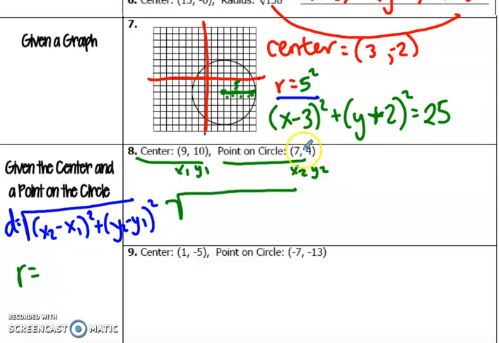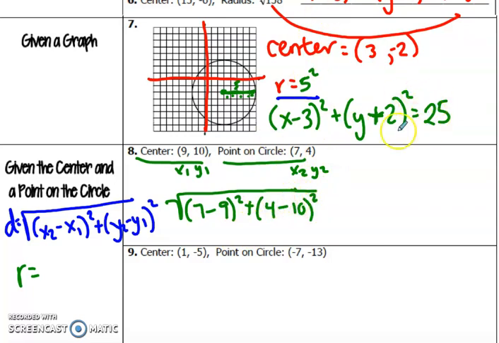So let's type this under the square root. I'm going to start with x2, so 7 minus 9, close it, squared, plus my y value is 4 minus 10, close it, squared. Now I could straight type this in the calculator, but that's actually not going to help me out in case it is a decimal.